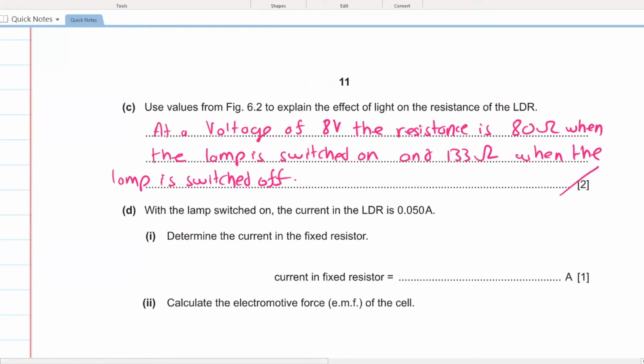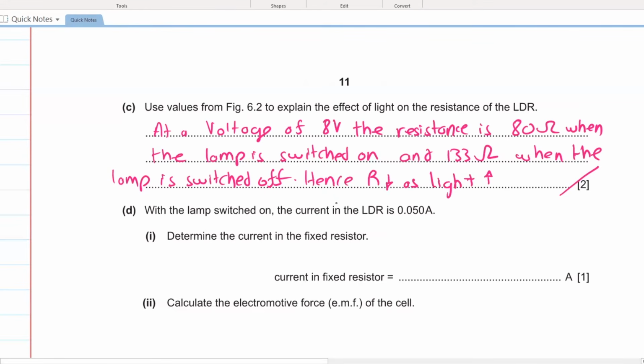And what can you write as the last statement? You can say hence resistance decreases as light increases. Simple as that. Let's further move ahead.